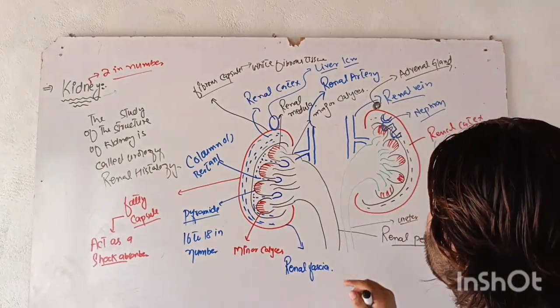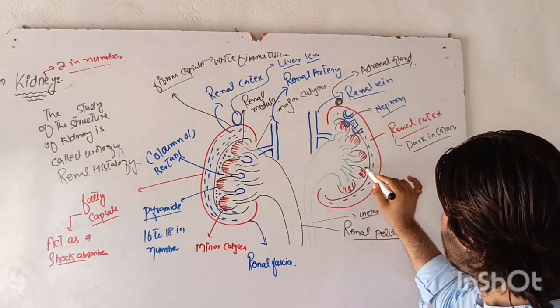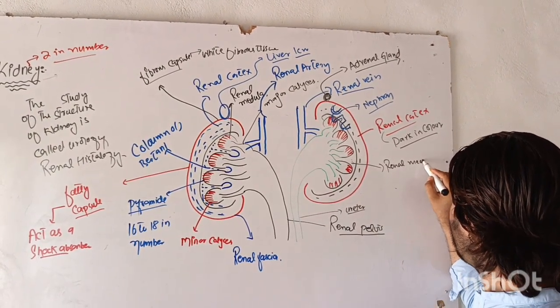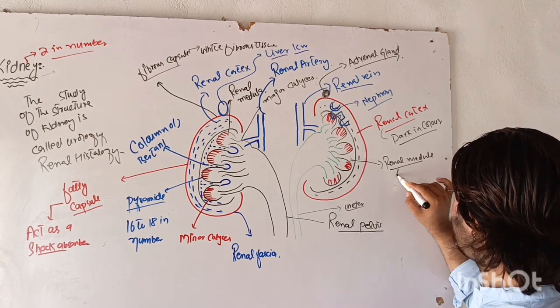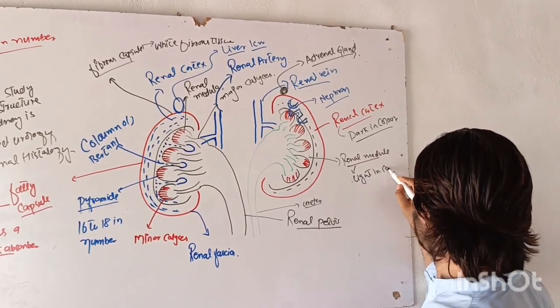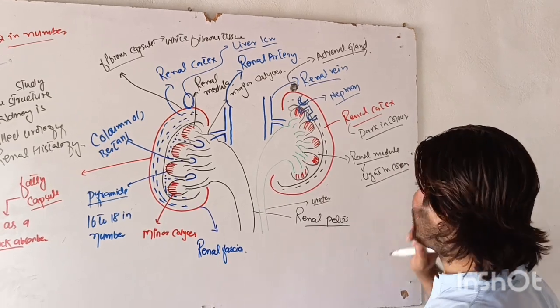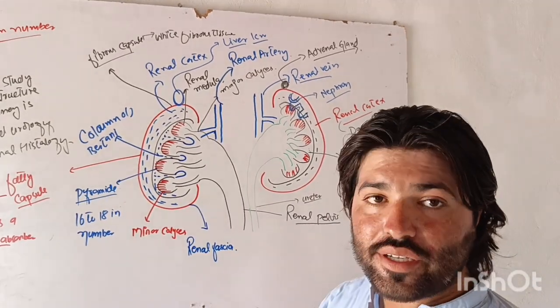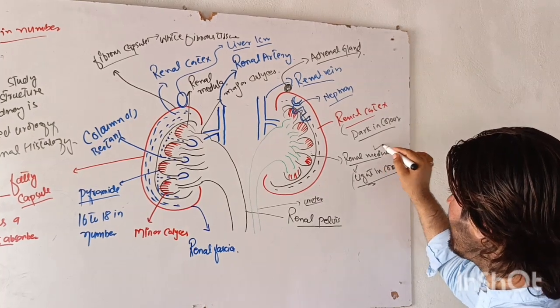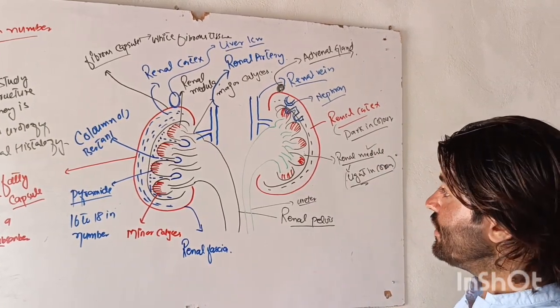And the inner part of the kidney is known as the renal medulla. The renal medulla is white, light in color, because the urine and waste products come to the renal medulla, so that is why the renal medulla is light in color.